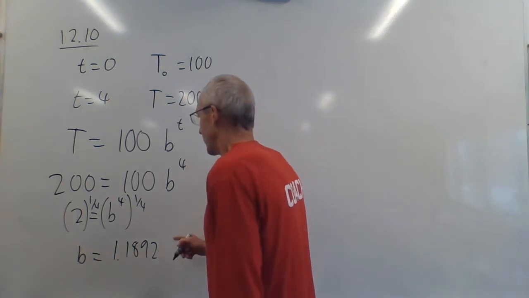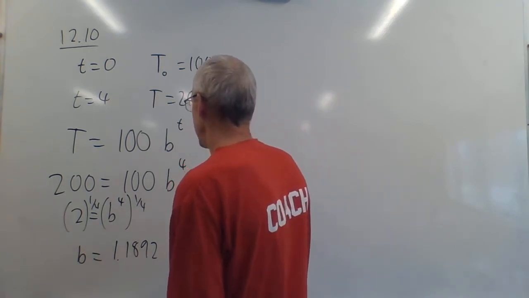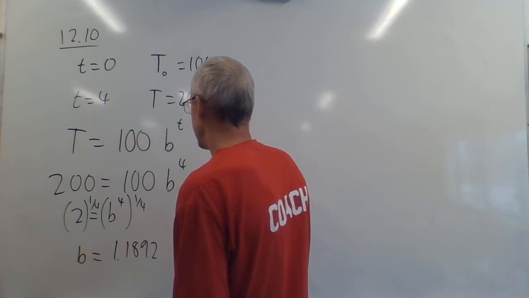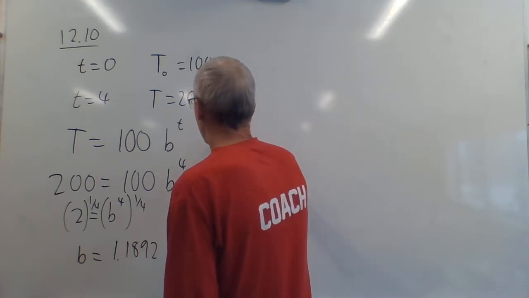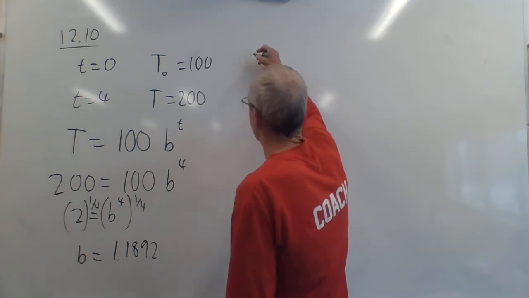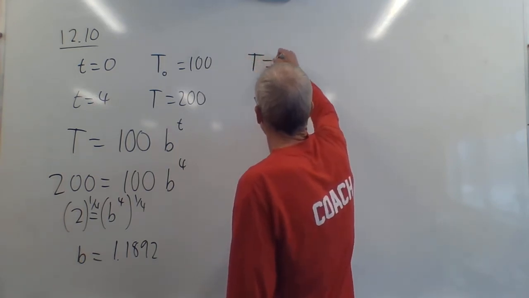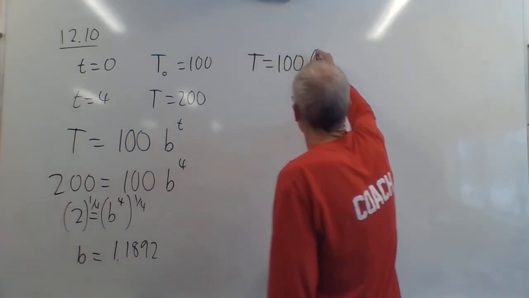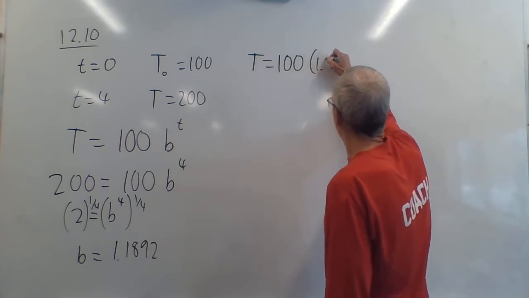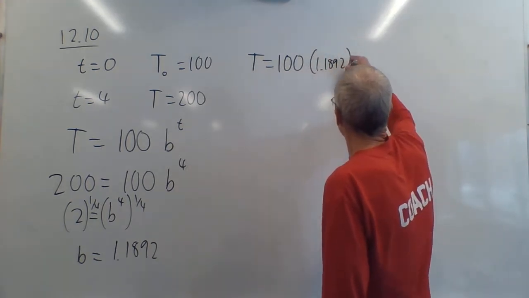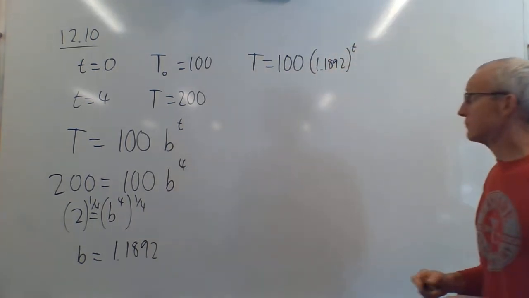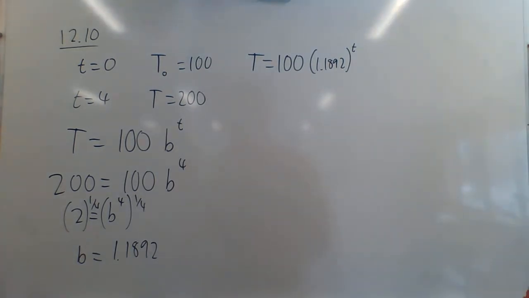That means now that we can say that our formula is, finally, we know the number of termites. The number of termites is 100 times 1.1892 to the t. Okay, good. That's the number of termites we have.